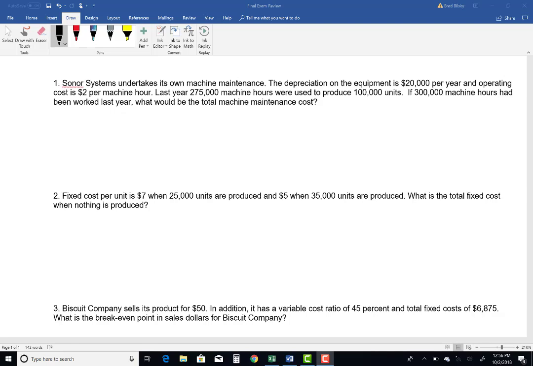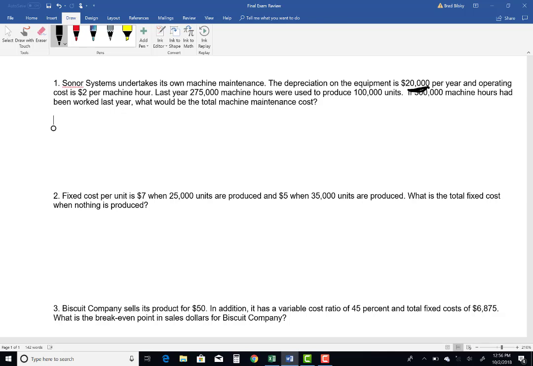For this particular problem, we have a $20,000 depreciation amount, and we also have a cost of $2 for every hour we use the machine. The depreciation accounts for the initial cost of the machine, spreading that out over several years. The $2 per hour is the variable operating expense associated with using that machine. That's over and above what we're being charged for depreciation.